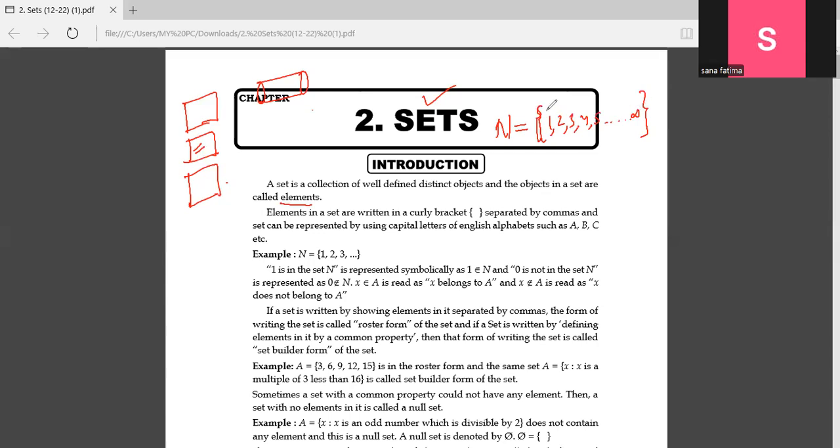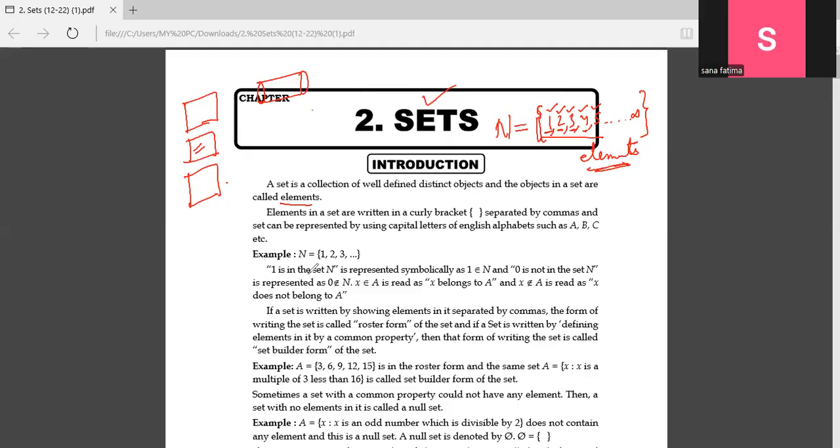The numbers, when they go inside this bracket, are called elements. The things inside the sets are called elements. Elements are written in curly brackets separated by commas, and sets can be represented by capital letters of the English alphabet such as A, B, C, etc. So you can represent a set with any capital letter. For example, N is equal to 1, 2, 3, 4, and so on.